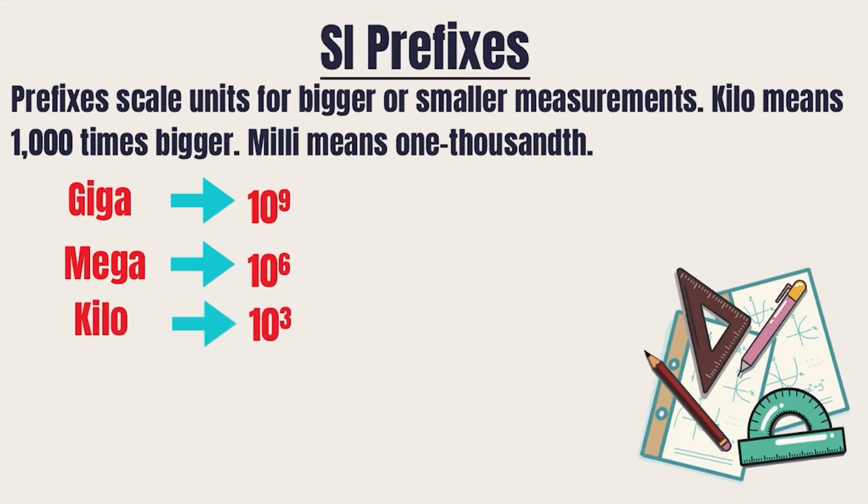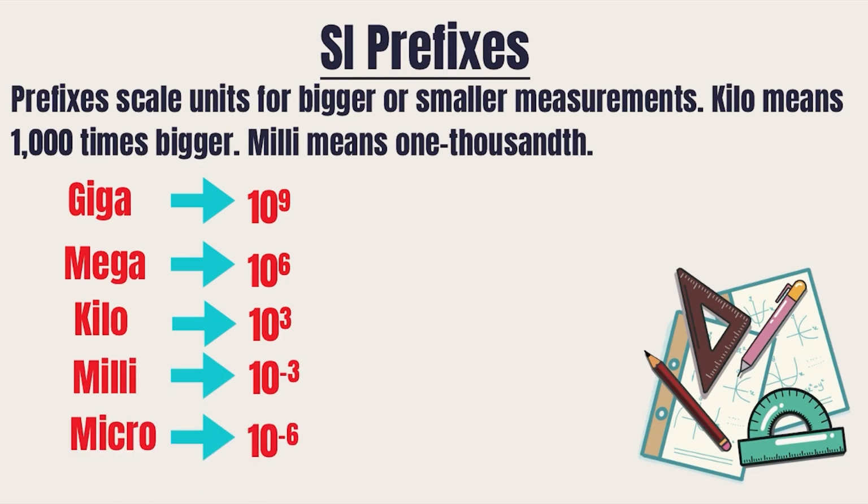We have kilo, which is 1,000 times bigger than the base unit. Then we have milli. Milli is 1,000 times smaller than the base unit. We have micro, which is 1 millionth times smaller than the base unit.